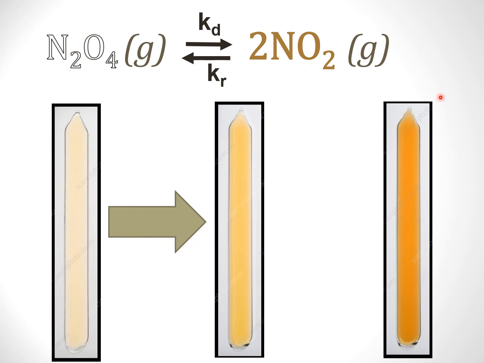If we start instead from a vial in which NO2 is prevalent, so it's darker in color, we will see that the color will fade away, but will reach the same steady state as we have seen before. And so this condition of steady state is called, in chemistry, equilibrium.